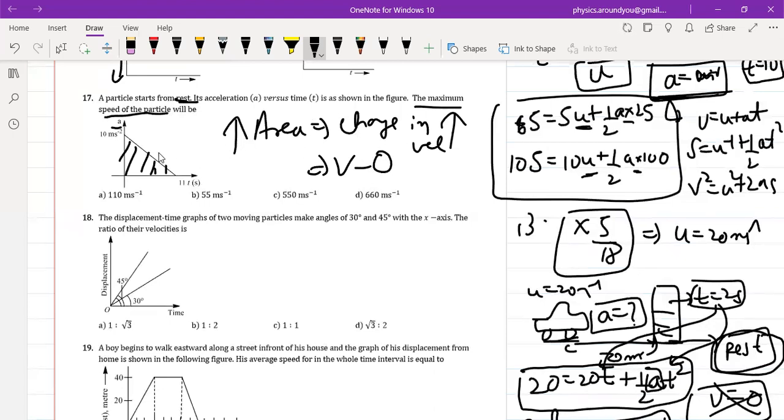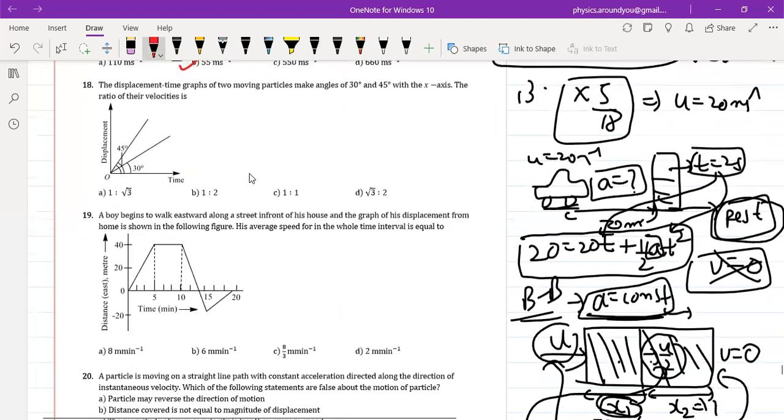So what is the area? Area is half into base into height, half into 10 into 11. So that would be 55. So the maximum speed of the particle will be at this instant, because at this instant itself, the area covered is maximum. At any other time if I take, the area covered will be less compared to this, right? So we got the value V as 55. And now we go to 18.